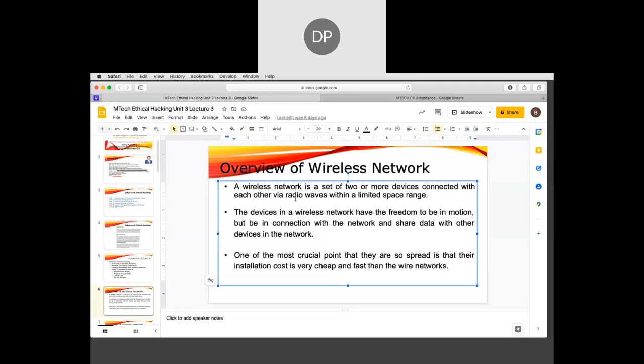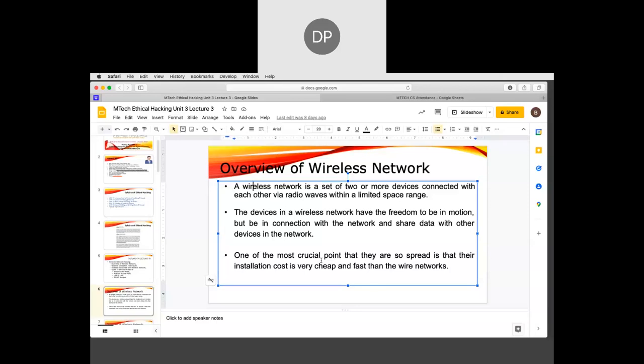So, what is the proper definition of wireless network? A wireless network is a set of two or more devices connected with each other via radio waves within a limited space range, or we can say within a limited distance. The devices in a wireless network have the freedom to be in motion, but stay connected with the network and share data with other devices in the network.